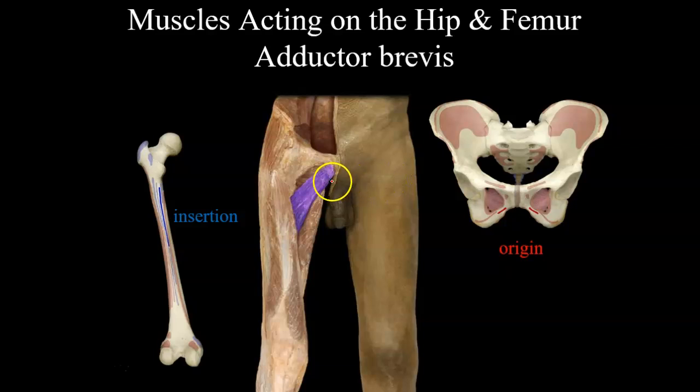This is adductor brevis. Again, adduction, the adductor group. Think about if I take your legs, spread them apart, and then move them together; that motion is adduction. So the muscles which help perform that are the adductor group. This one specifically here is called adductor brevis.